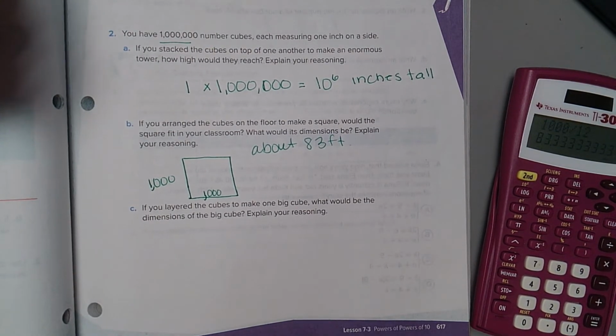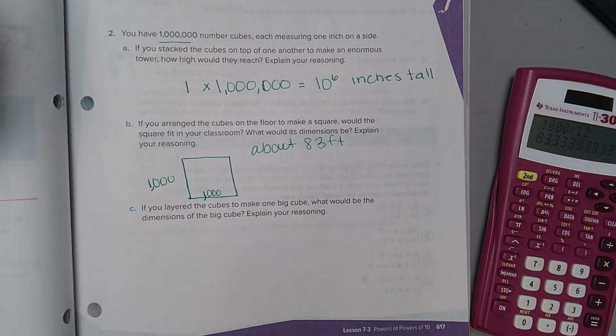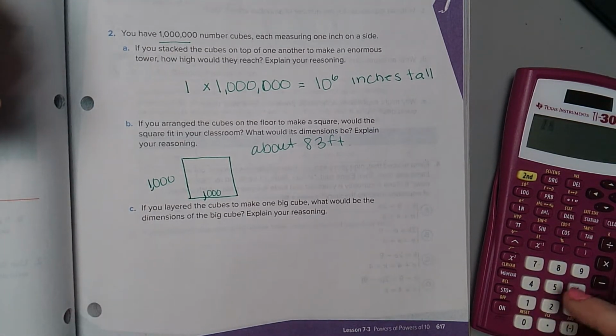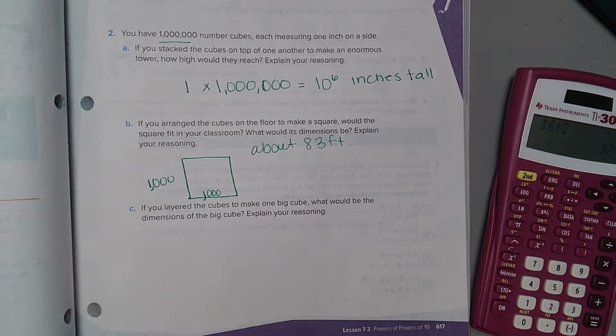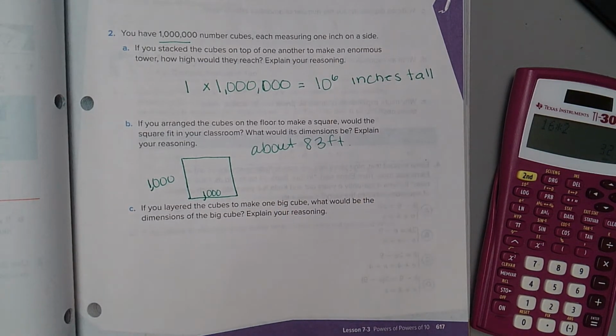Our classroom is 1, 2, 3, 4, 5, 6, 7, 8, 9, 10, 11, 12, 13, 14, 15, 16. Each of these squares look like they're about 2 feet. So our classroom, I'm guessing, is about 32 feet long, which is less than 83. If you layered the cubes to make one big cube, what would the dimensions of the cube be?